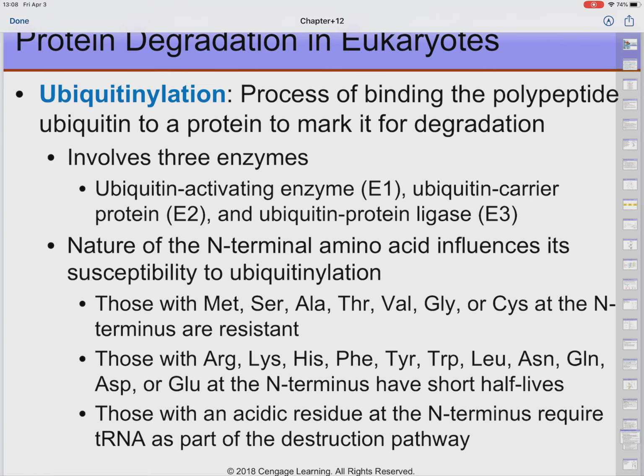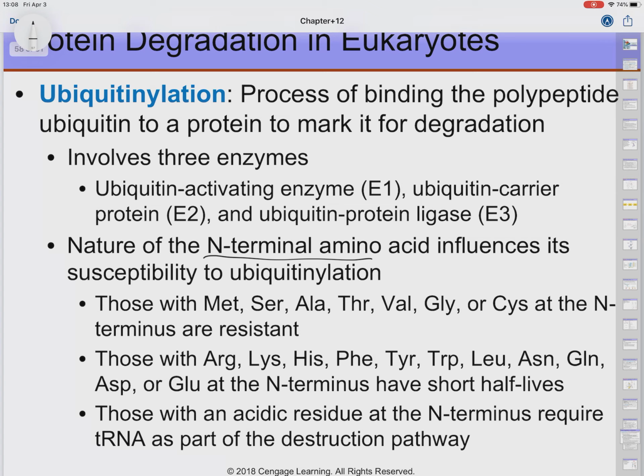Ubiquitinylation. This is the process of binding the polypeptide ubiquitin to a protein to mark it for degradation. So this is a post-translational modification that I mentioned a few slides ago. This is a signal to your body that, hey, this is a protein that needs to be broken down.